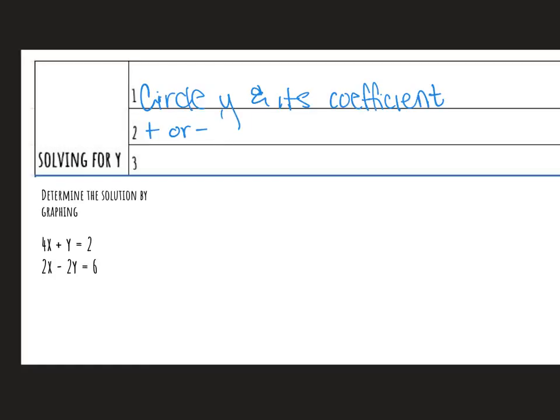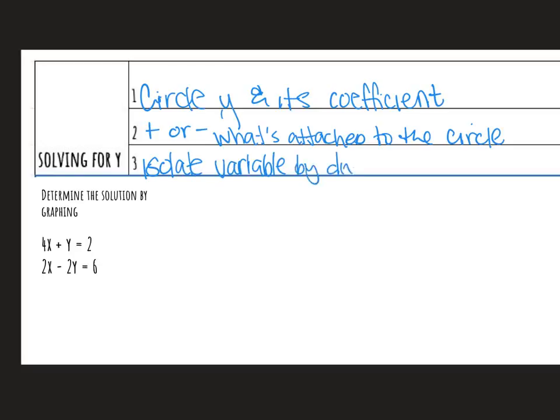So you're going to add or subtract what's attached to the circle. Circle y and the coefficient variable, usually by dividing. But if it's a fraction, you will multiply by the reciprocal.